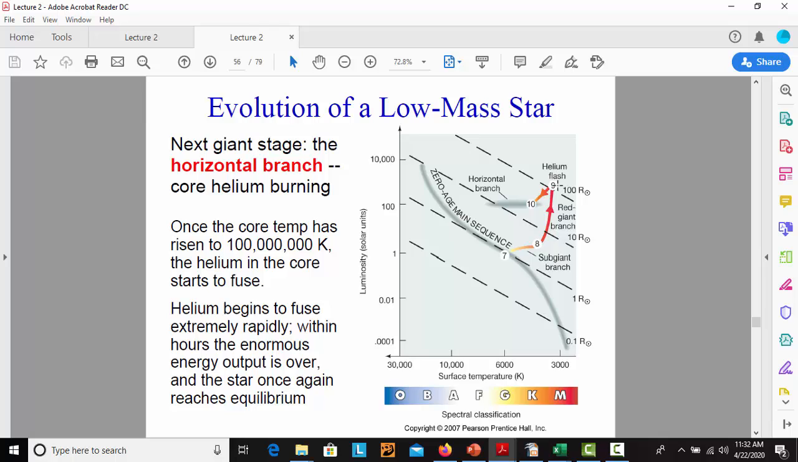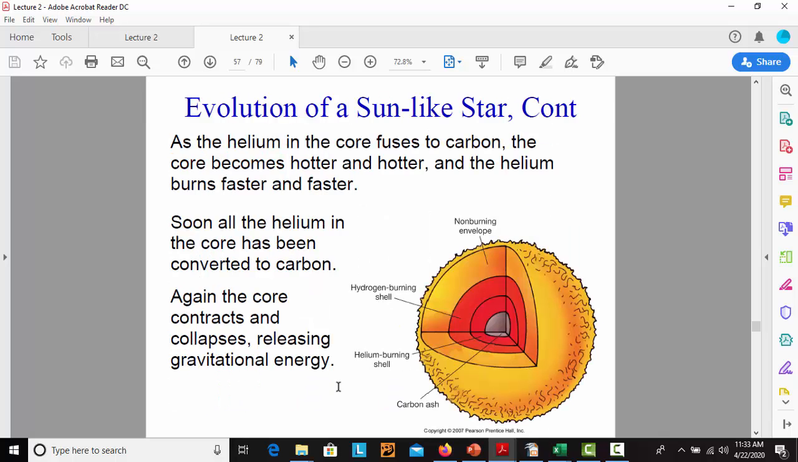Next, it goes into the horizontal branch, the next giant stage, and that's when core helium is burning. Once the core temperature has reached 100 million degrees, helium in the core starts to fuse. Helium fuses extremely rapidly, and within a few hours, the enormous energy output is over, and the star once again reaches equilibrium. So the gravitational force pulling in is equal to the pressure pushing out.